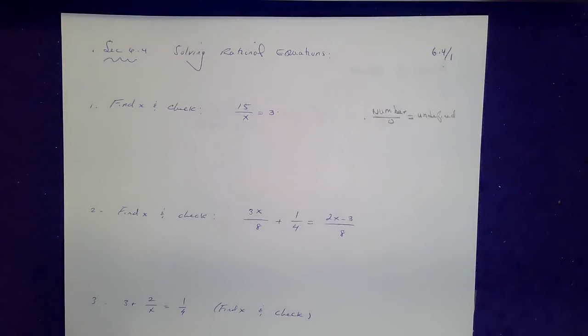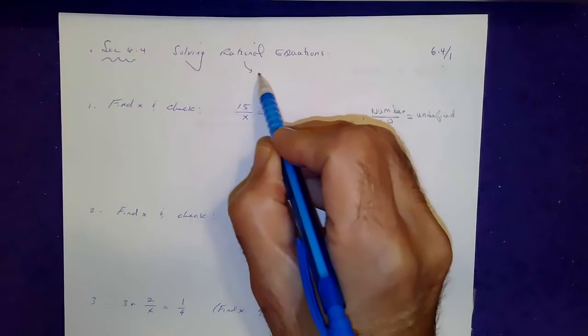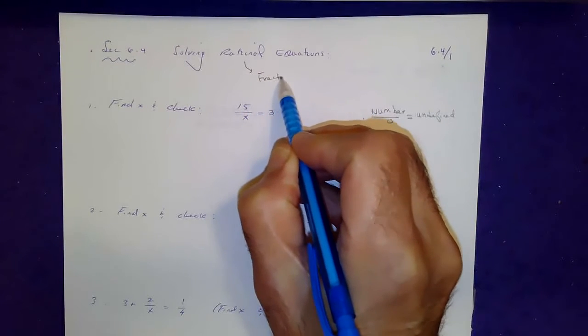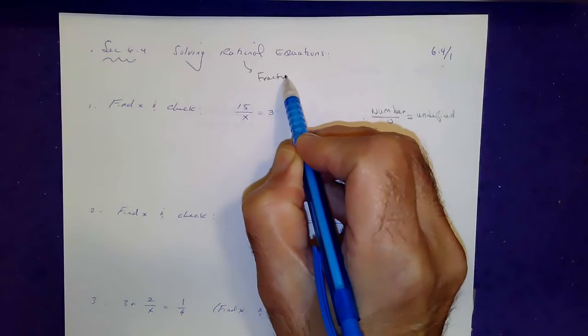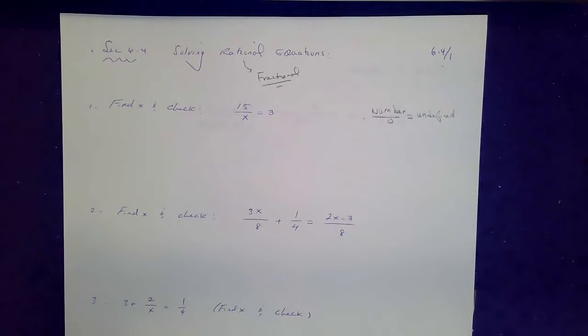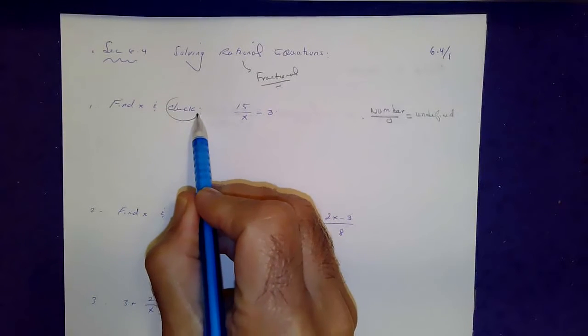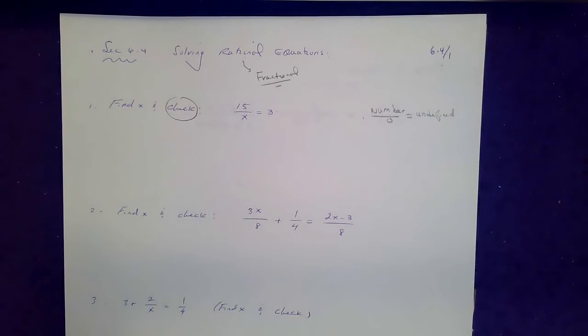Section 6.4, solving rational equations. Remember, rational means fractional. Specifically, we are talking about algebraic fractions, correct? The question is find x and check. So be careful, there is a checking involved in this section.